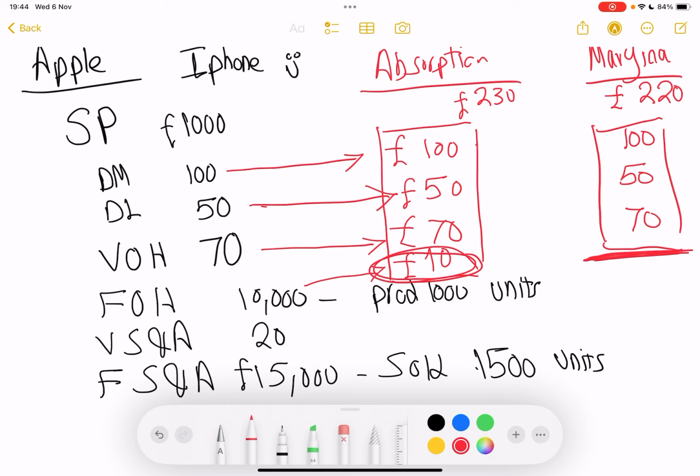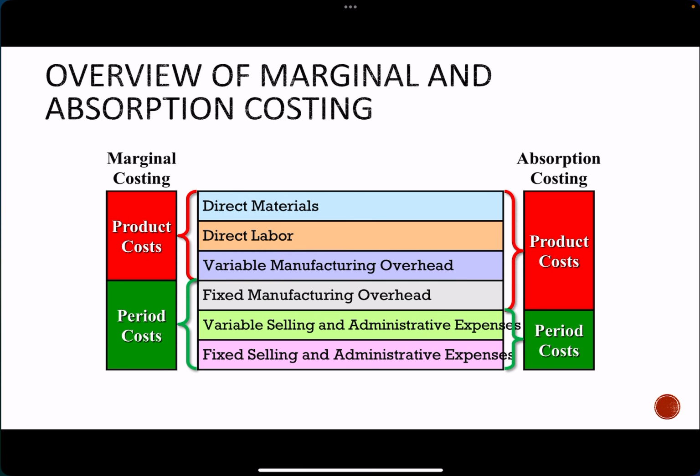We're also going to learn how to prepare the income statement, but I'm going to give you some time. So we're going to be divided into two groups.